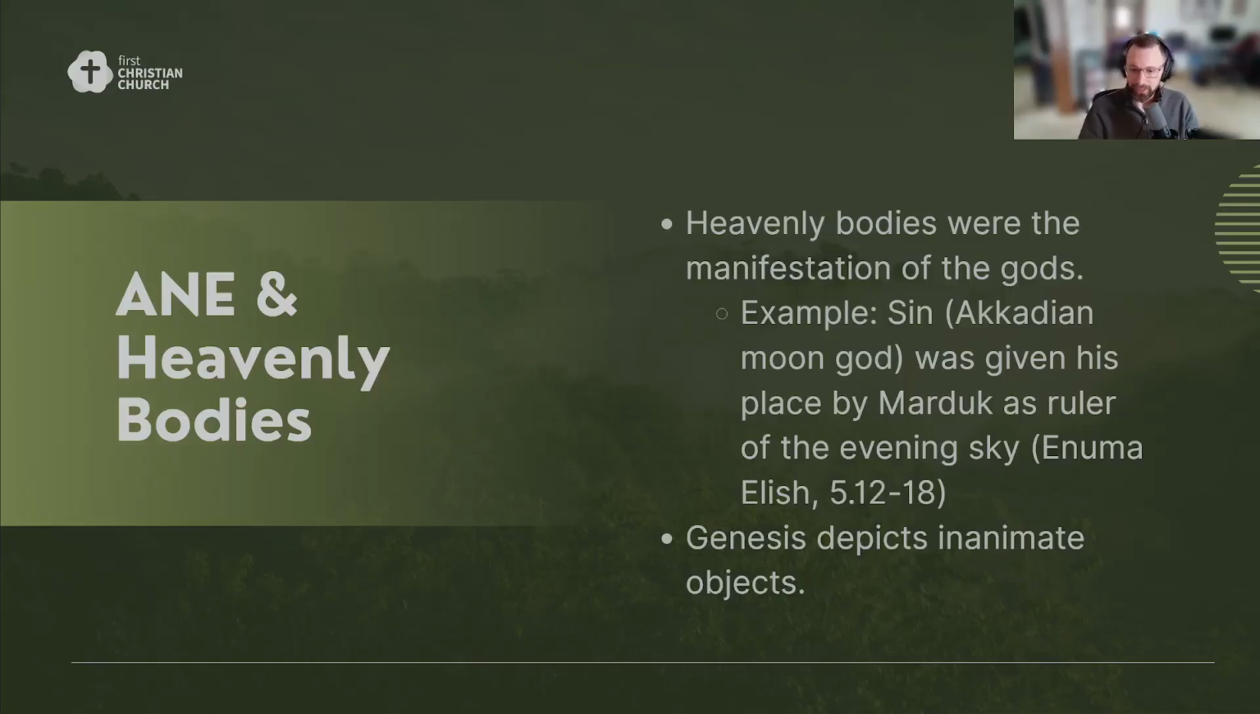Genesis has a very different picture of the sun, moon, and stars. It depicts them as inanimate things that the Lord Yahweh created and that he gave a job. And their job is to govern the day and the night, but their job is not to elicit worship or to rule over with any sort of dominion. They serve as signs. And that begs the question, well, signs for who? And again, that has yet to be answered.